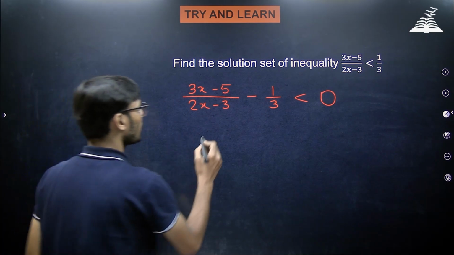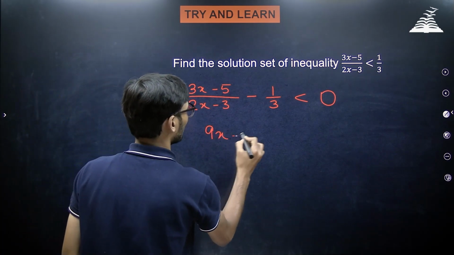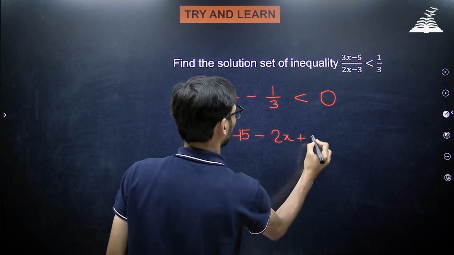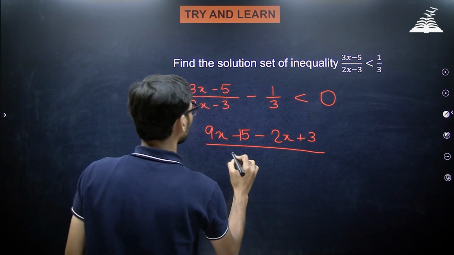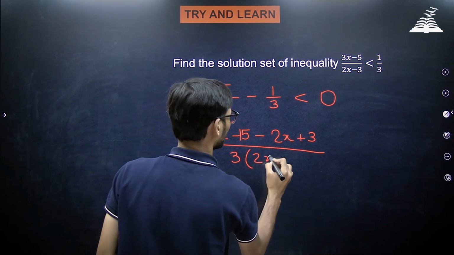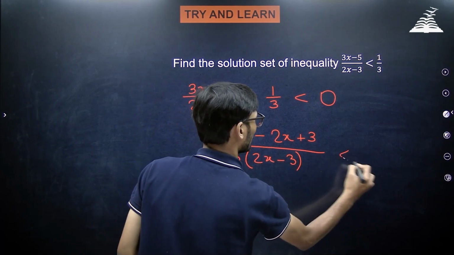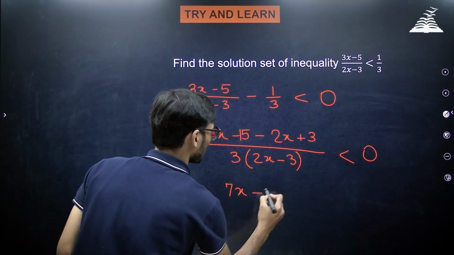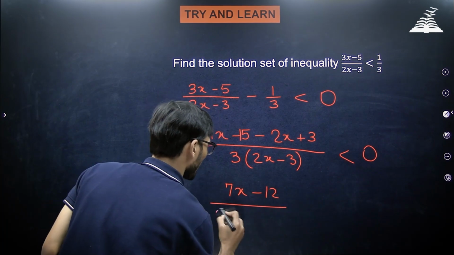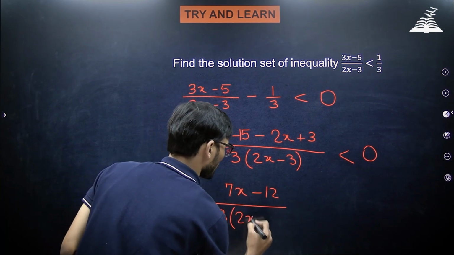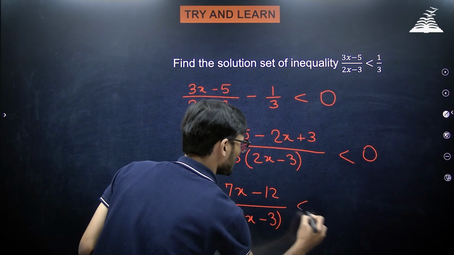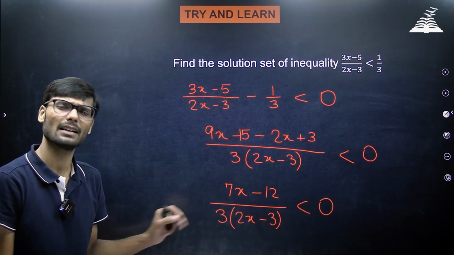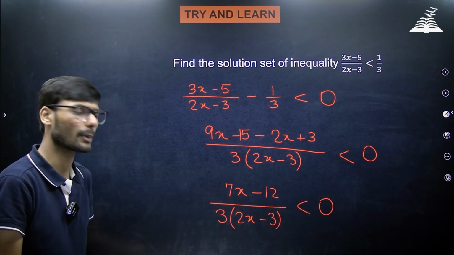Okay. So here if you take LCM, you will get 9x minus 15 minus 2x plus 3 whole divided by 3 times 2x minus 3 is less than 0. If you simplify it further, you will get 7x minus 12 divided by 3 times 2x minus 3 is less than 0. You should notice that this 3 is unnecessary here, right? 3 is not going to affect the sign of the expression, right?